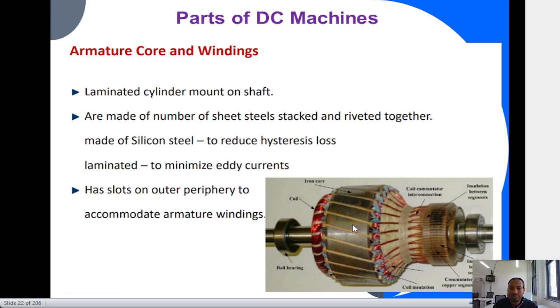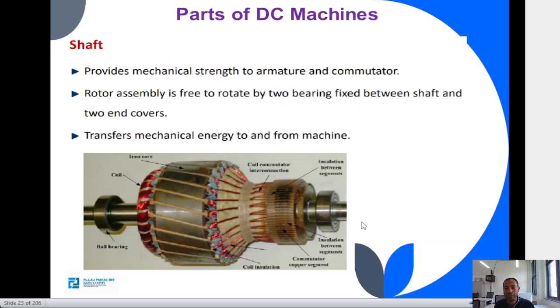The core is made of steel, as we said, and the winding is made of copper, similar to the winding on the field, but the cross-sectional area may normally be different. And slots are used to provide the place for the winding to be placed. This is the second main part of our DC machine. And the last one, may not be the least, is the shaft.